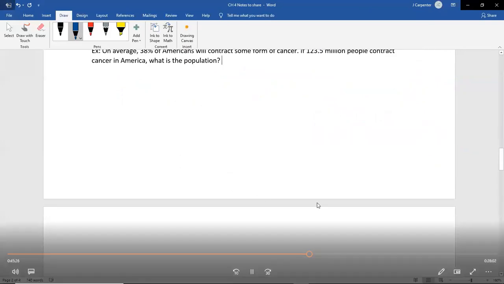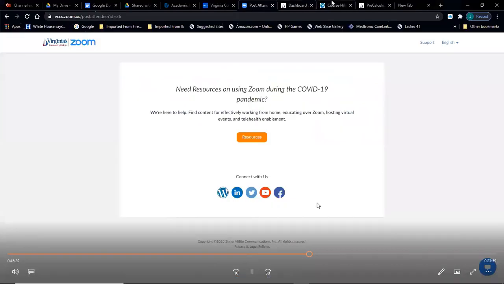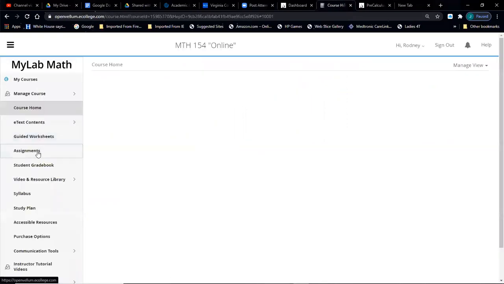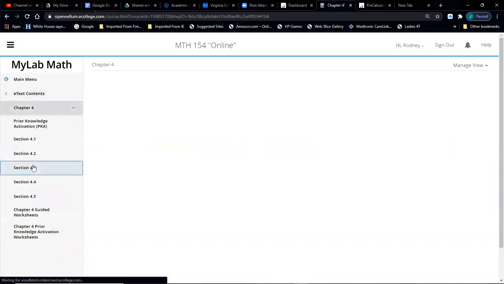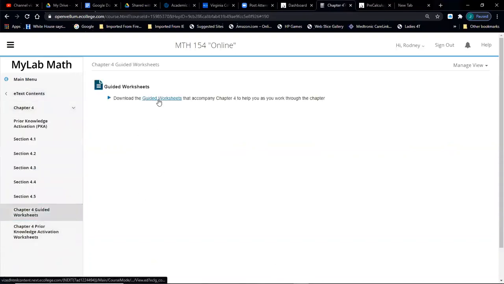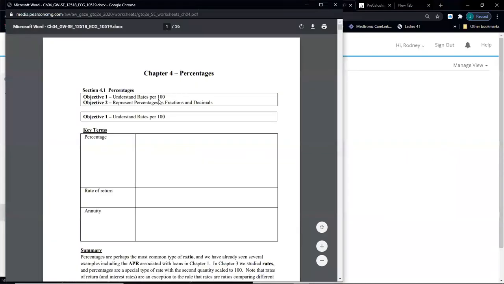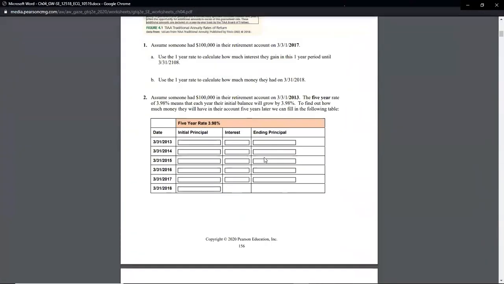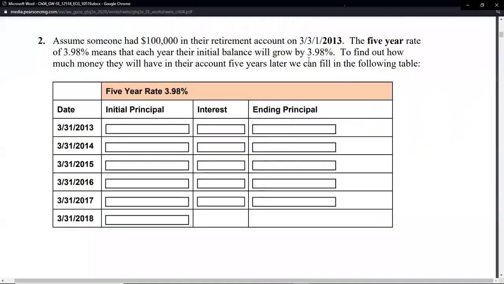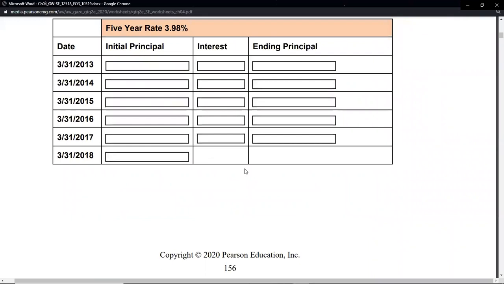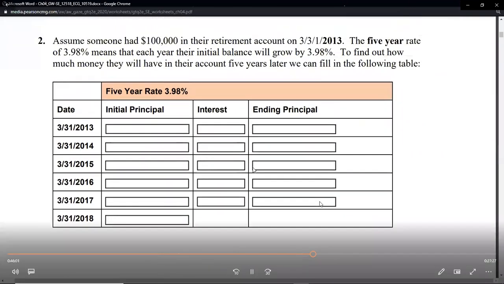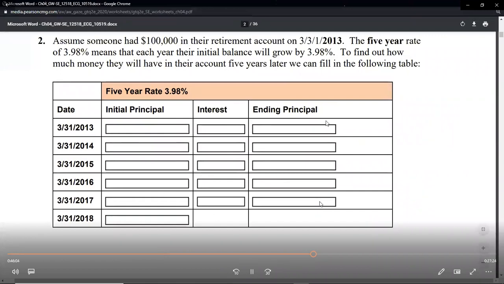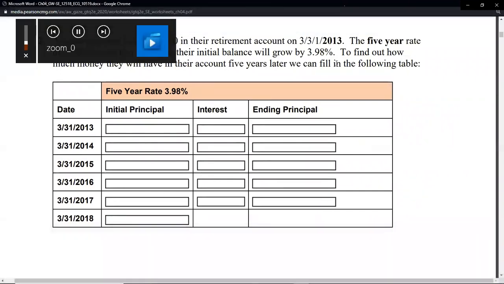We are not getting to 4.2 yet. I've got to open up our guided activity. Not assignments, e-text, chapter 4, guided worksheets. So page 156. Here we go. So page 156 of your guided worksheets, guided activities, whatever you're calling them. This is going to be the problem for the discussion board to do between now and Tuesday.